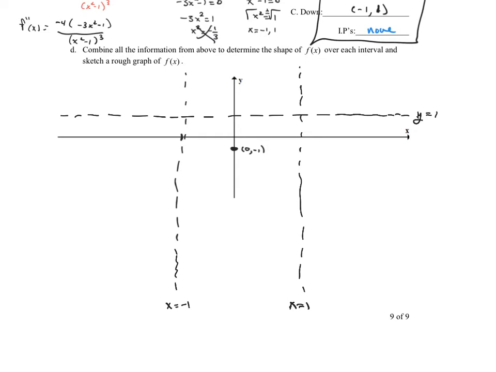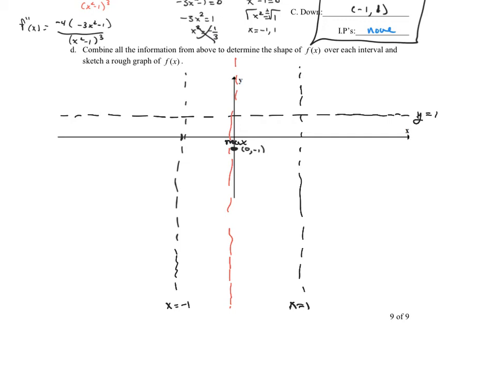Let's go on to step B. I know that the point 0, 1 is a maximum, so I'm going to write that right there for myself. It's a maximum. I know I broke it up at negative 1, 0, and 1, so I need to draw a little dotted line at x equals 0 because I've already broken it up at 1 and negative 1 from the vertical asymptotes.